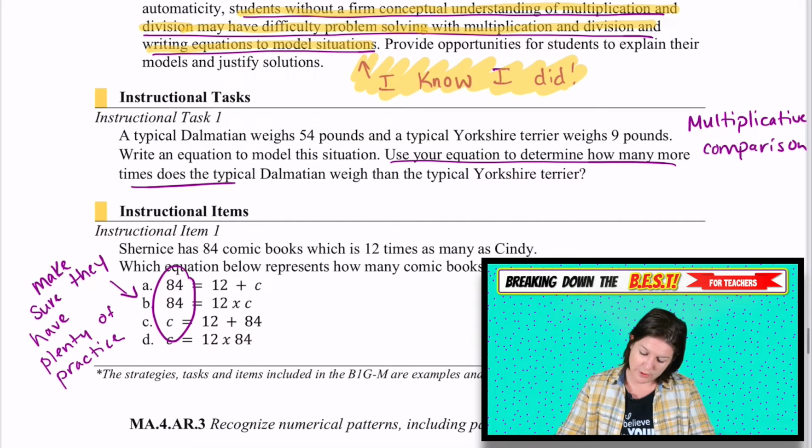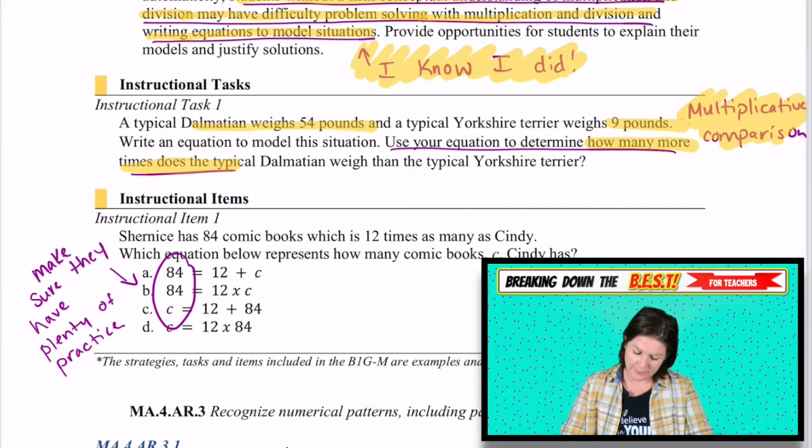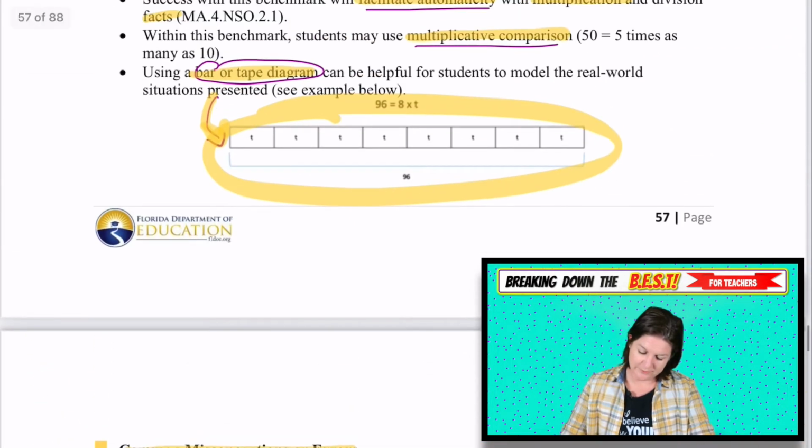This would be an example of a multiplicative comparison where we've got a Dalmatian that weighs 54 pounds and a Yorkshire weighs 9 pounds. How many more times? So a great way to incorporate that bar model that was shown up here.